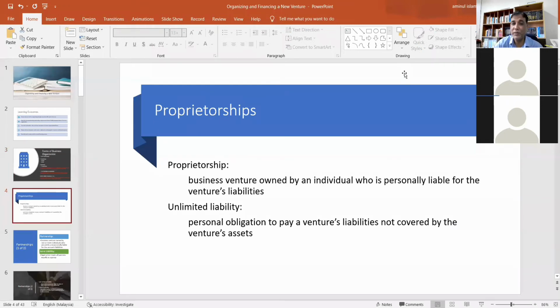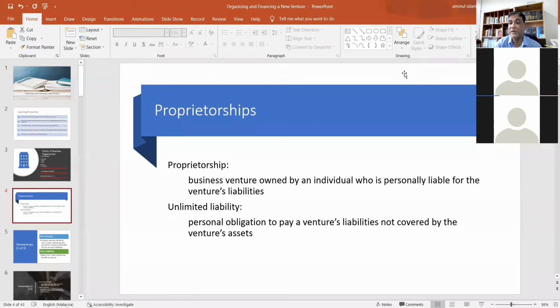Okay, so let's look at proprietorship. Proprietorship is basically a small business activity which is owned by an individual. Okay, so whatever it is, financing, management, leading the organization, as well as the liabilities, are entrusted to one individual. That is proprietorship. Okay, so in a proprietorship, you have unlimited liability because it's all your personal obligation, because you are the only owner of the business venture that you're going to start. So that's basically what we call proprietorship.